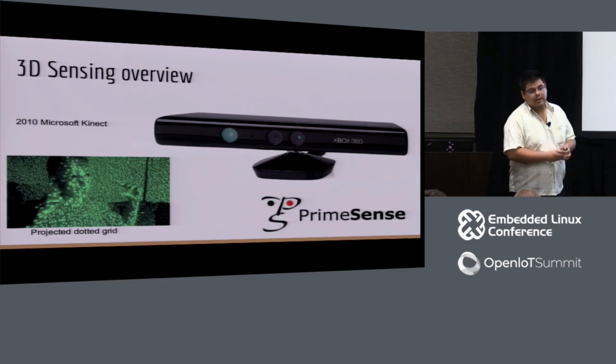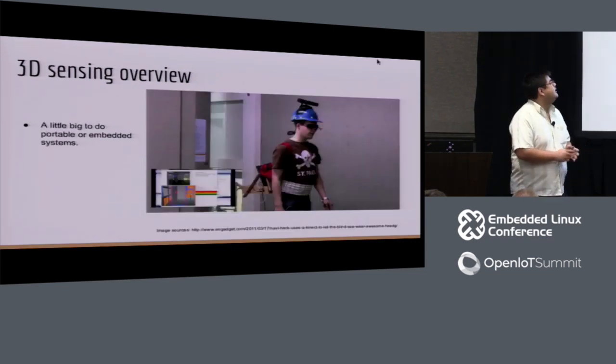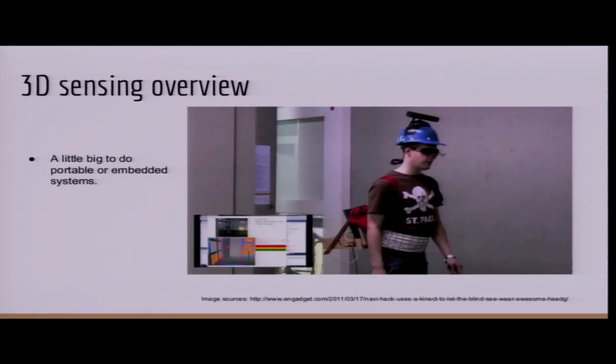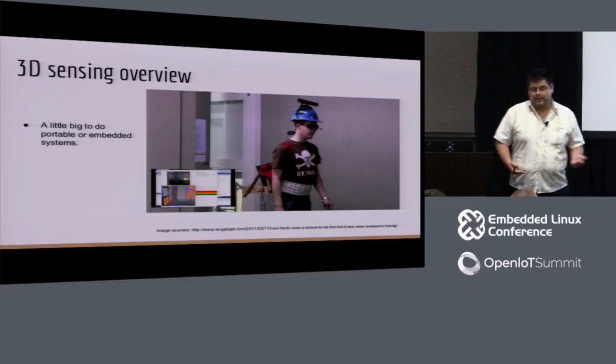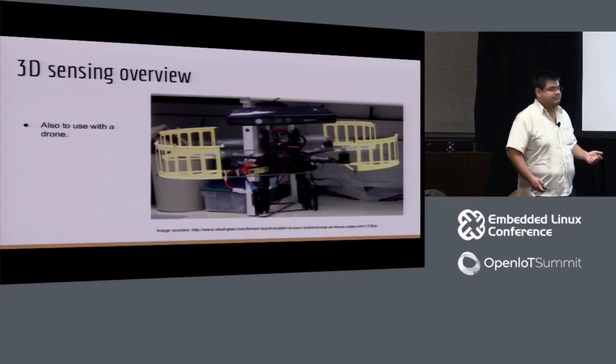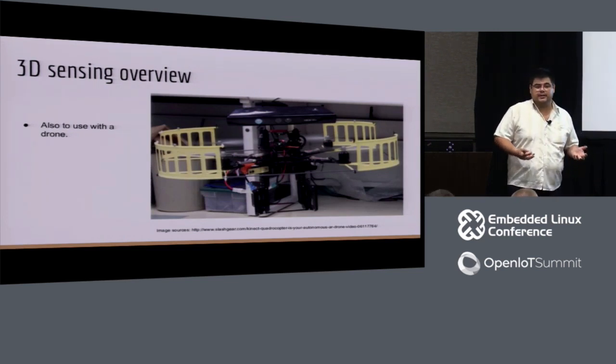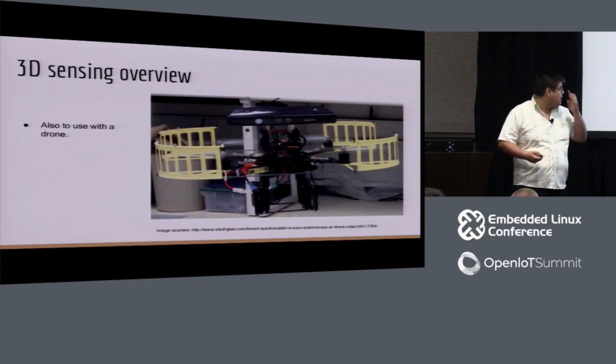But we have one inconvenience here. The Kinect is a little bit big for embedded systems or portable applications. So if I would like to use a helmet with it to help blind people, I need to put this Kinect in a helmet, but it is big. And also I would need a big computer. But what about drones? The Kinect is also too big for them. We have restrictions regarding the way that drones can fly.